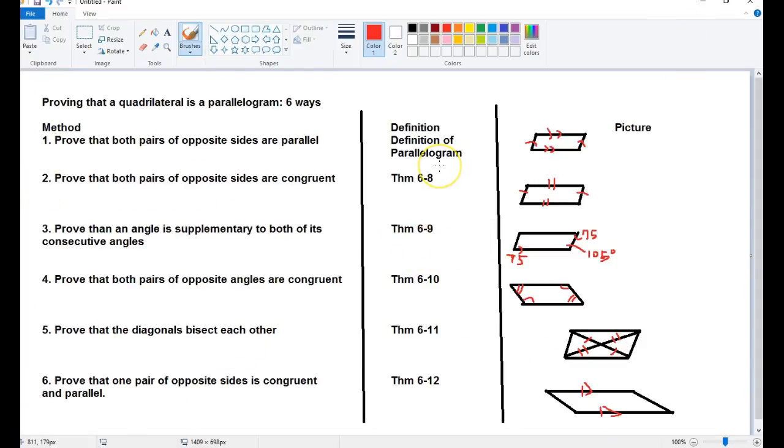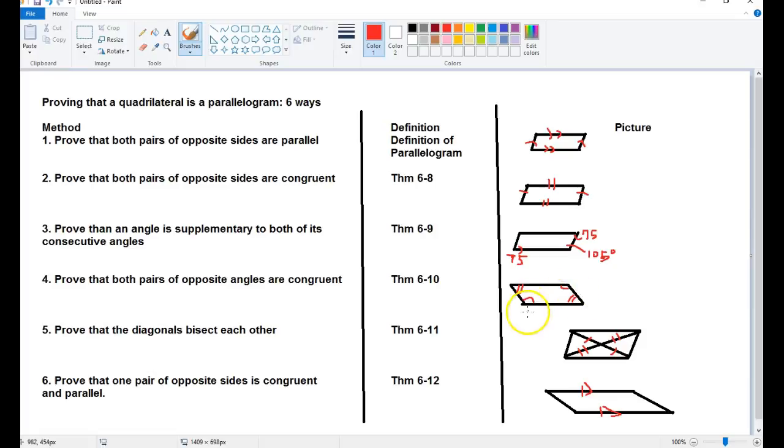Okay, so here's a list of everything that you can do to prove that a quadrilateral is a parallelogram. So you could either prove that both pairs of opposite sides are parallel, like this picture shows. And the reason for that would be definition of parallelogram. Prove that both pairs of opposite sides are congruent. Prove that an angle is supplementary to both of its consecutive angles. So this is 105, 75, and 75. Prove that both pairs of opposite angles are congruent.